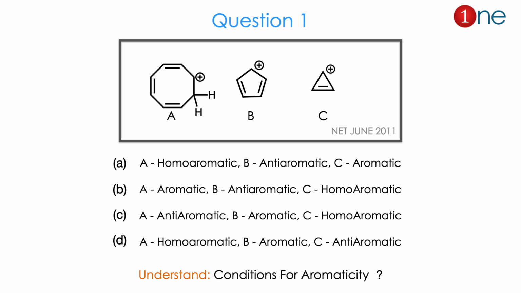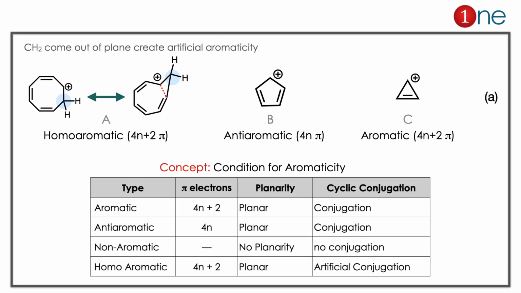So the 3 types of aromaticity are possible here. You have to identify which is which. From the question you might guess the condition for aromaticity. The answer is A. Let us see how. The compound A is homoaromatic.